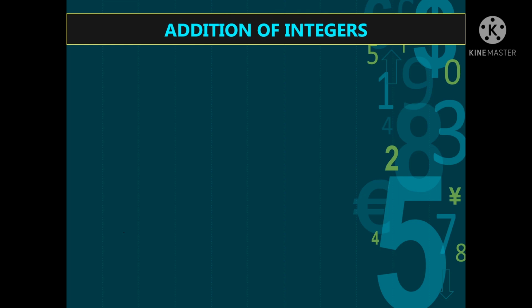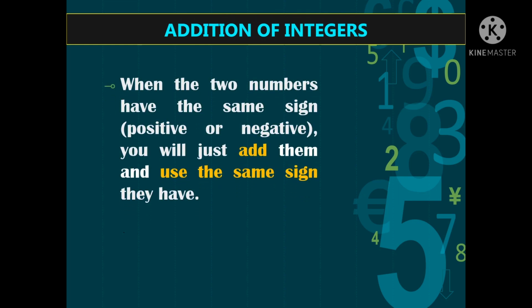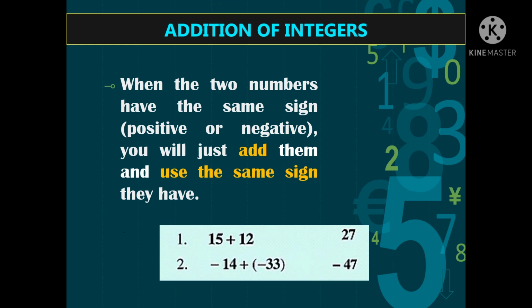So first, we have the addition of integers. So this is the rule. When the two numbers have the same sign, positive or negative, you will just add them and use the same sign they have. So we have two examples right here. First example, we have 15 plus 12 is equal to 27.